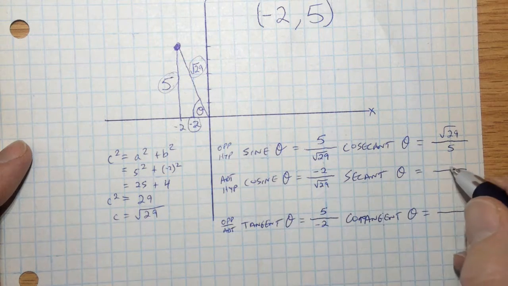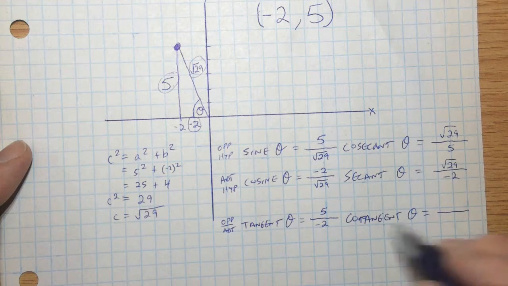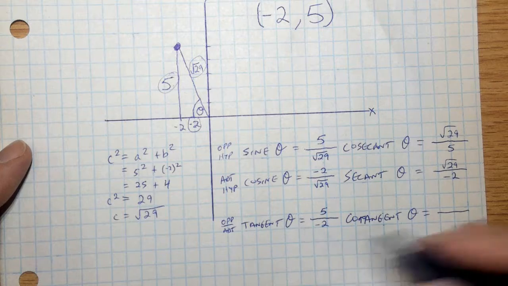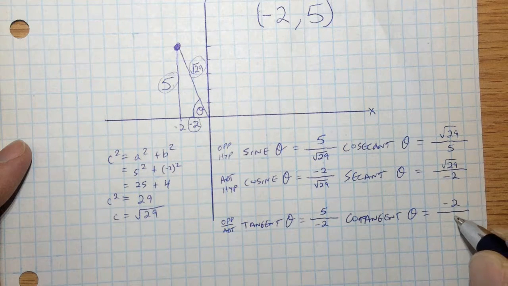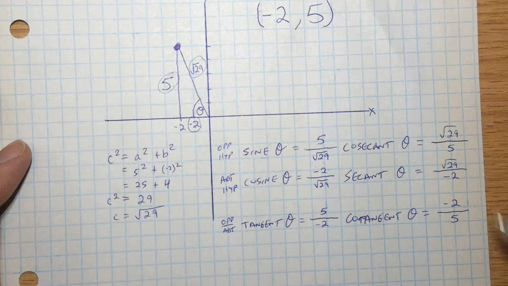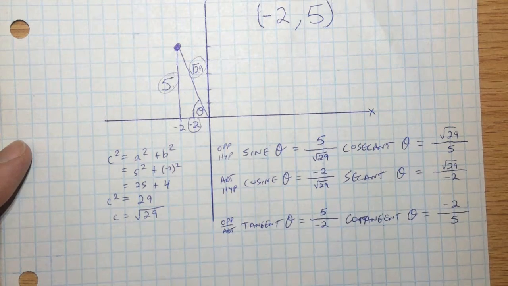Secant is the reciprocal of cosine. So let's flip this fraction. Square root of 29 over -2. Cotangent is the reciprocal of tangent. So when we reciprocate 5 over -2, we get -2 over 5. And we now have all 6 trig fractions. We've completed the problem. So this is what I'm looking for you to do on that assignment for today.